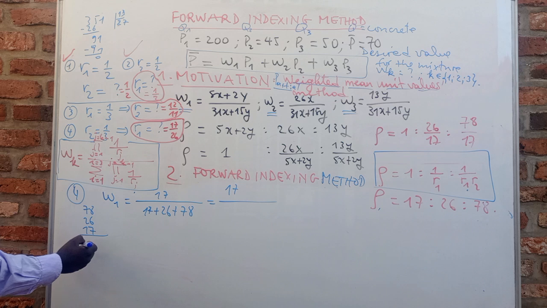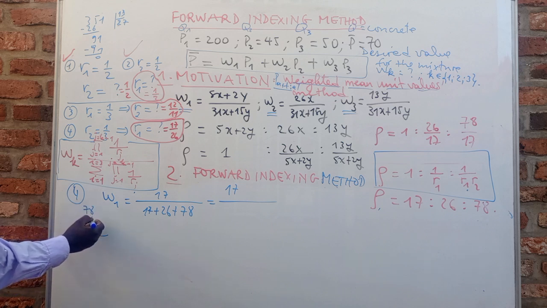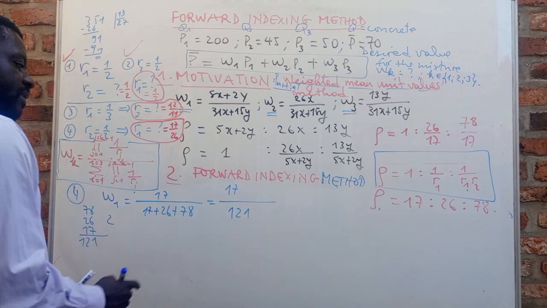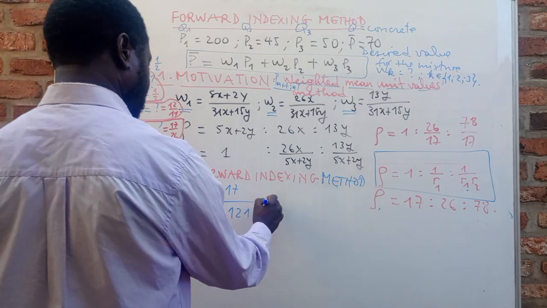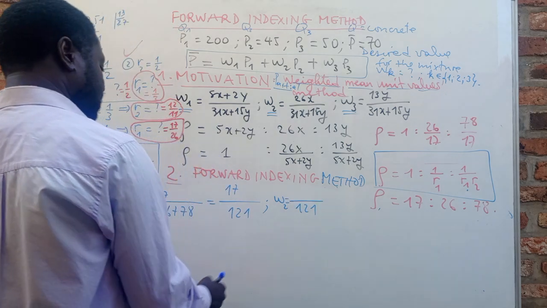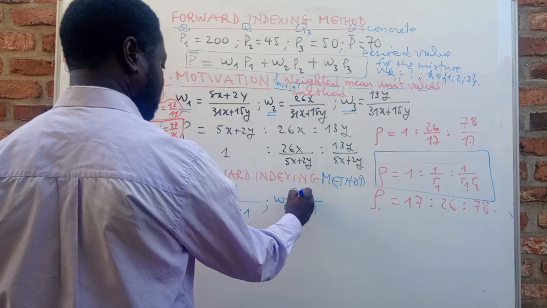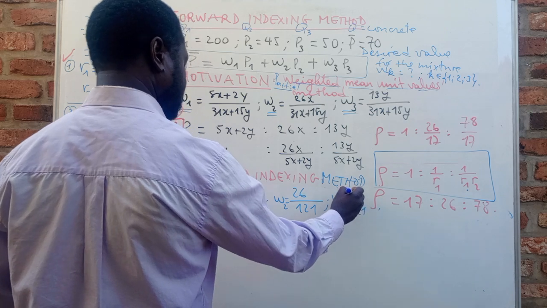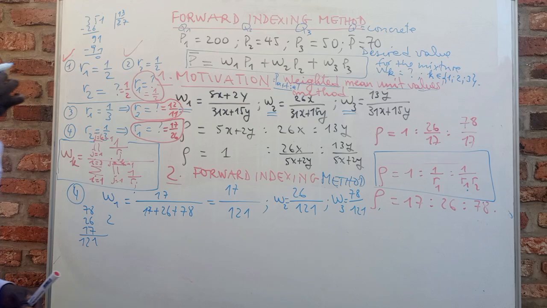Adding up will be 14, 21. Now here 10, 12. So now this is 121. So this is the first. Second, we no longer need to calculate the denominator, it is the same. Numerator is 26, and the third weight is 78 over 121. Because these are the three weights. Those three weights must verify this equation.